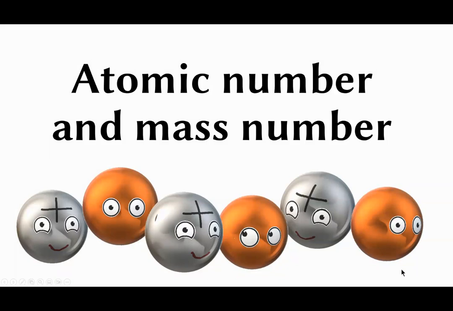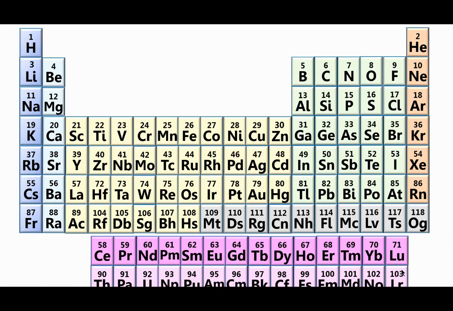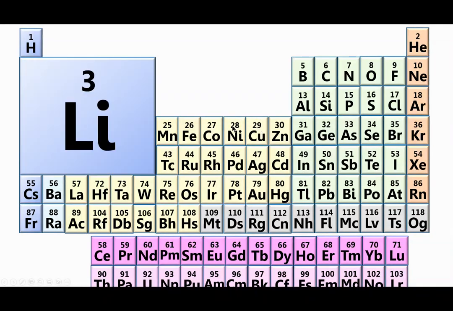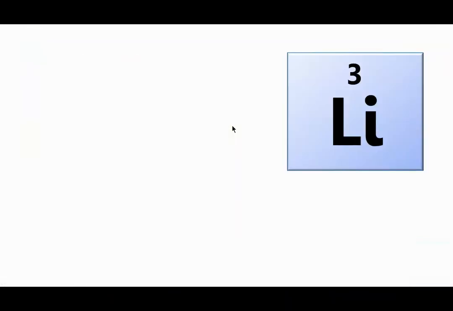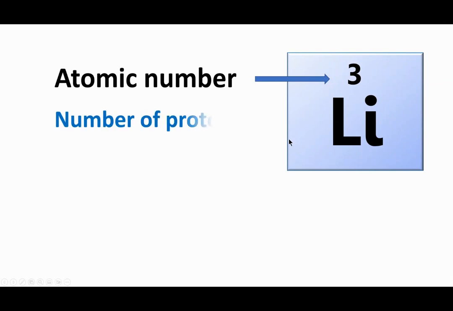What do they mean? When you look at the periodic table, you will see that each element is in its own box, and inside the box, and usually above the element, you will see a number. This number is called the atomic number. So as we can see over here, what does this number mean?